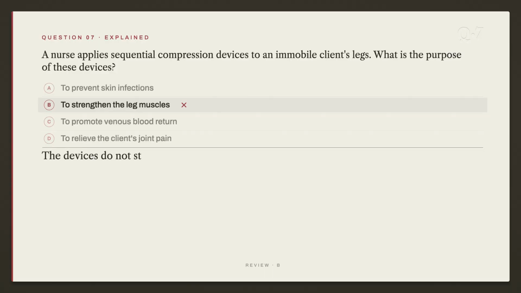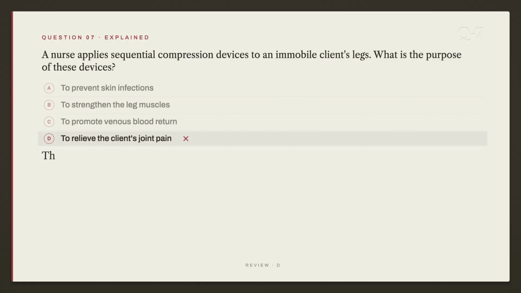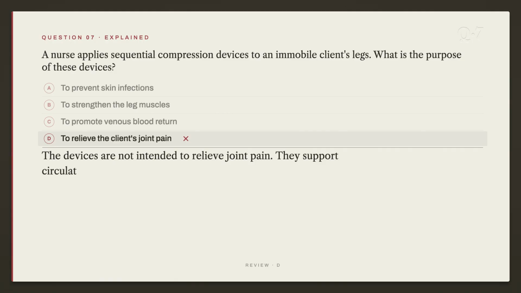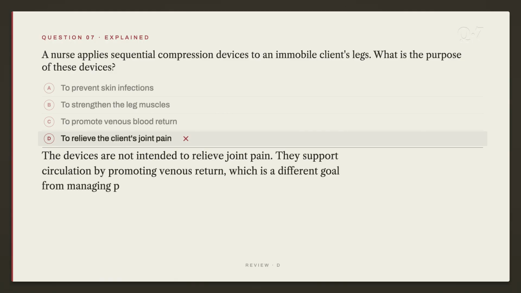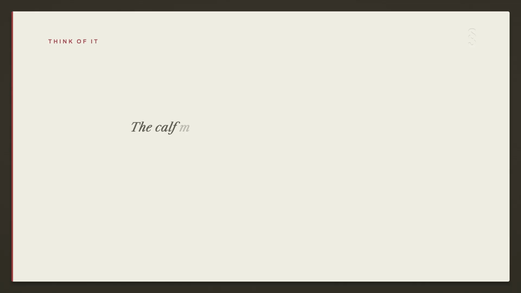B is wrong because the devices do not strengthen muscles, which requires active exercise. They work by compressing the legs to move venous blood, not by building muscle strength in the client. D is wrong because the devices are not intended to relieve joint pain. They support circulation by promoting venous return, which is a different goal from managing pain in the joints. Sequential compression devices don't treat clots or warm the skin. They exist to solve one specific physiologic problem, the loss of the calf muscle pump.